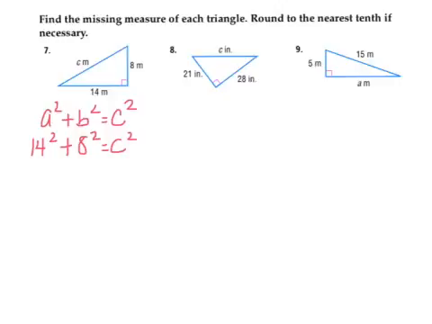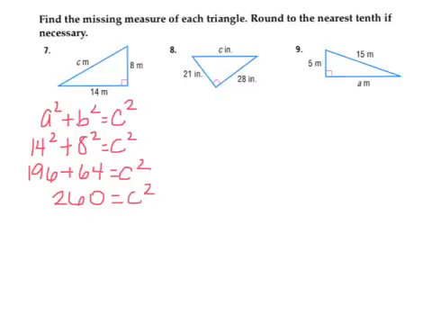So at this point, we're going to actually square these. And again, if you know these already, that makes it easier. If not, you'll have to go over to the side and just do some multiplication. So 14 squared is 196, and 8 squared is 64, and that equals c squared. At this point, we will add 64 and 196, and we get 260.